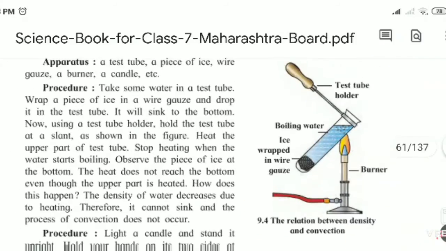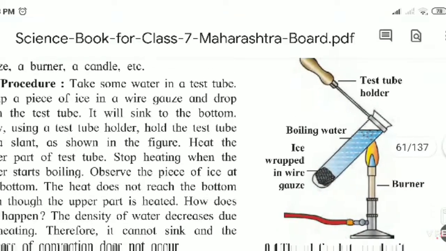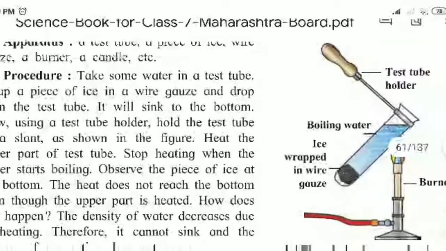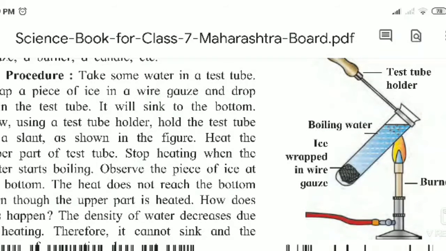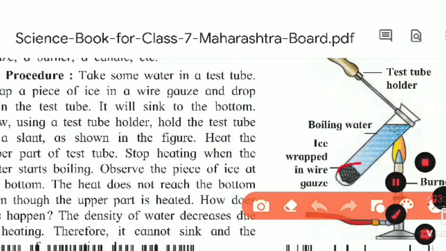Next, what we have to do here? Now take water in a test tube, wrap a piece of ice in a wire gauze and drop it into the test tube, and we have to put it downside. We wrap it inside the wire gauze, that's why it settles. Otherwise, as you know, the ice is light, its density is less than that of the water, so it floats on the surface of the water. But we wrap it in the wire gauze, that's why it goes down. Now it will sink to the bottom.